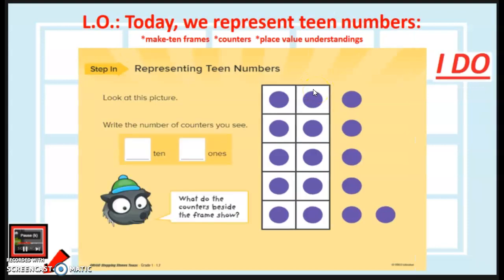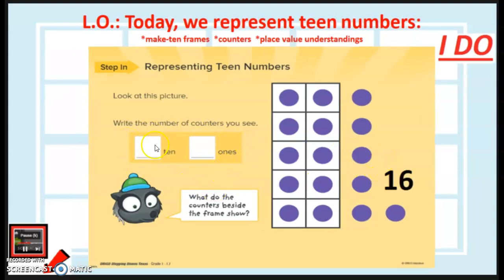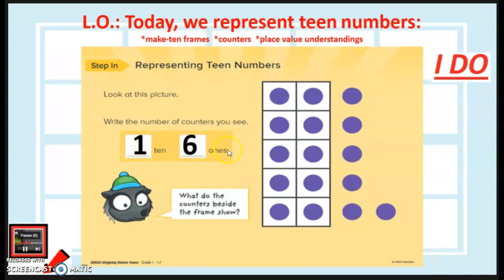Well, again, if I'm counting on from 10, 11, 12, 13, 14, 15, 16. So I could write the number of counters I see here, but where would I put each number? Think about that and write it in your journal. That's right. I would write the numeral 1 in the tens column and the numeral 6 in the ones. 16, 1 ten, 6 ones.